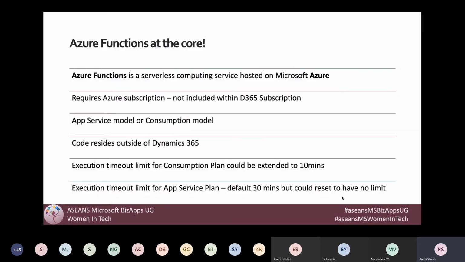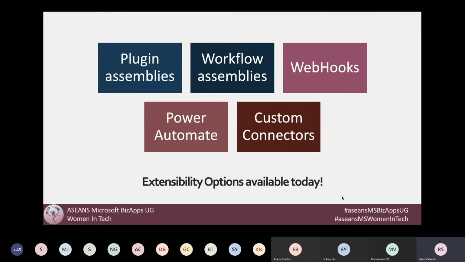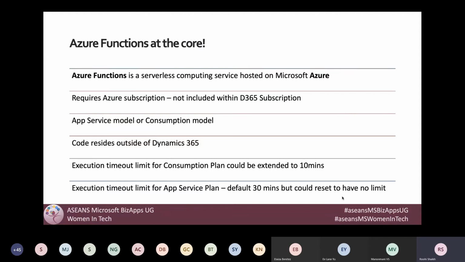So let's start with Azure Functions, which is at the core of all three components that I mentioned here. Whether it is webhook, Power Automate, or custom connectors, it is Azure Function at the core. So we'll first look at what an Azure Function is, and see how, once you have an Azure Function created and hosted, you could use it in all of the other three applications that I have just mentioned in the previous slide.